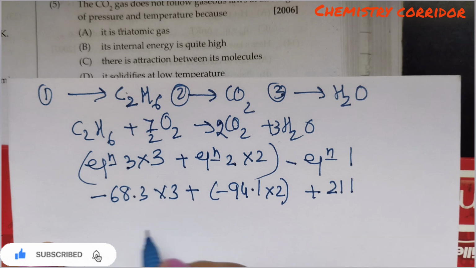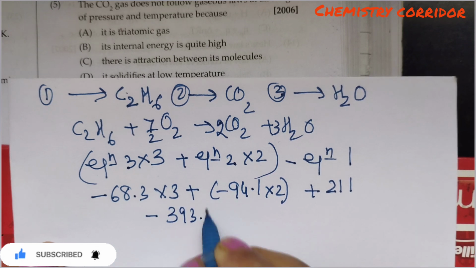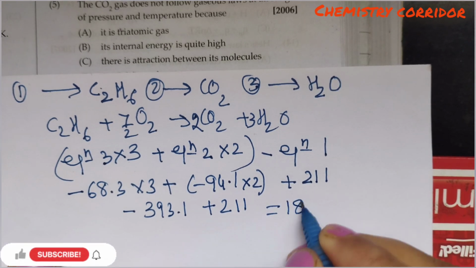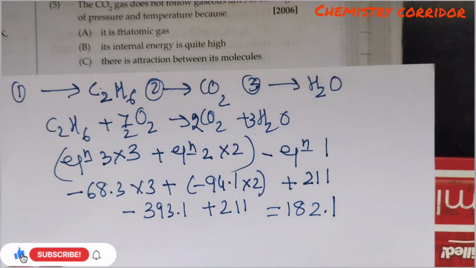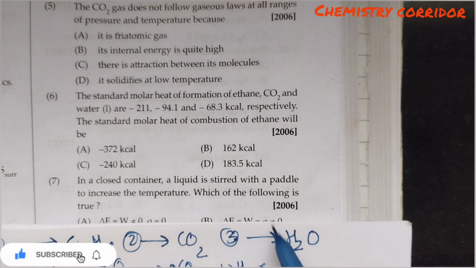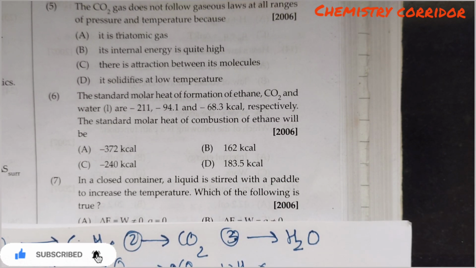If you solve this, you will get minus 393.1 plus 211. So, the answer comes out to 182.1 kg. And so, the answer here is nearly the fourth option. Let's see the next question.